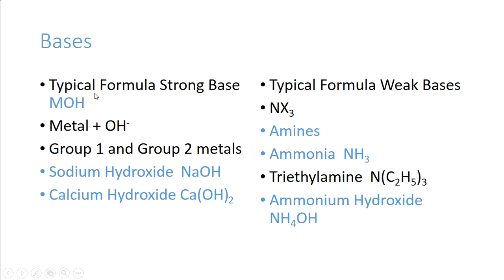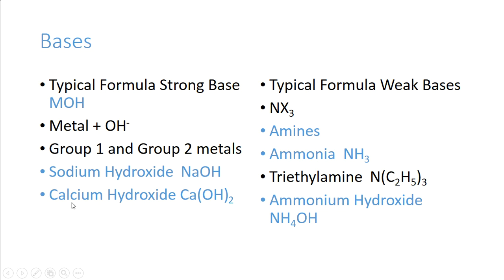And now bases have the typical formula metal OH. We're talking hydroxide anions, OH minus, so whatever metal it is that they're grouped with, and the OH minus. Group 1 and Group 2 metals make great strong bases. So sodium hydroxide, that's a Group 1 metal, +1 charge. It only needs one OH minus to balance. So sodium hydroxide is NaOH.